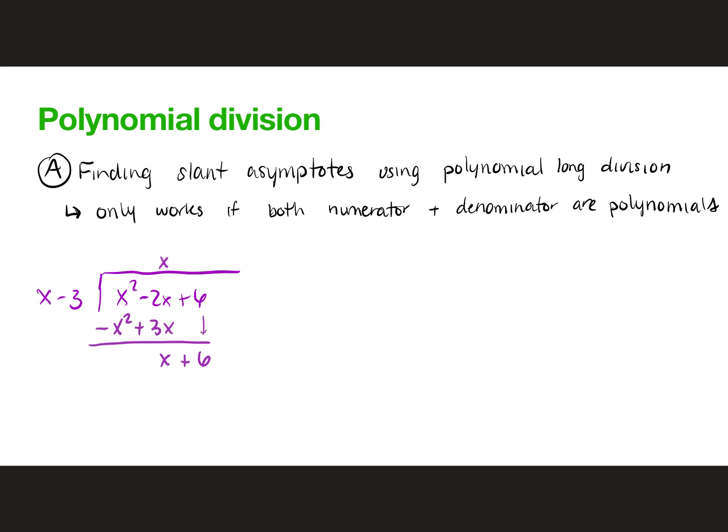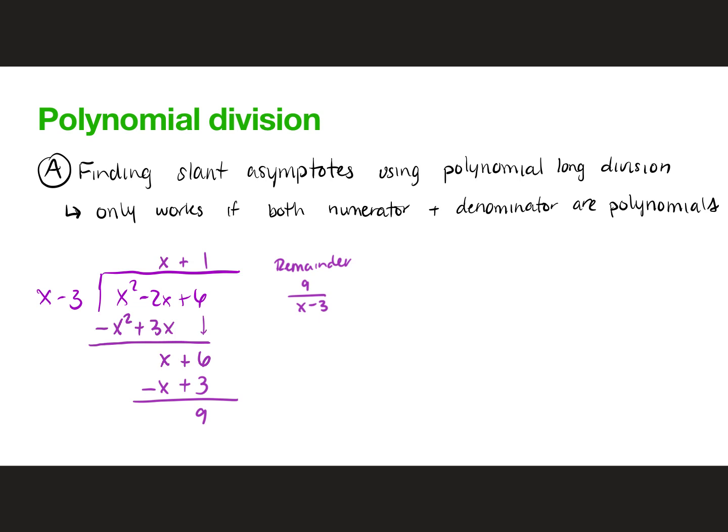Now we have x plus 6. We do the same thing. We ask, okay, what do I need to multiply x by to get x? Well, that's not so bad. That's just 1. So plus 1. Now we multiply 1 times the divisor, so x minus 3. We negate the whole term. And now we add or subtract, and what we're left with is just 9. And so our remainder here is 9 divided by x minus 3.